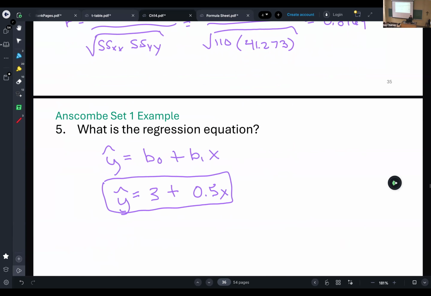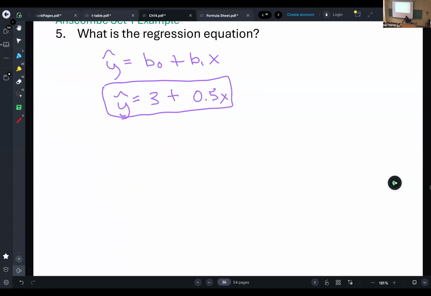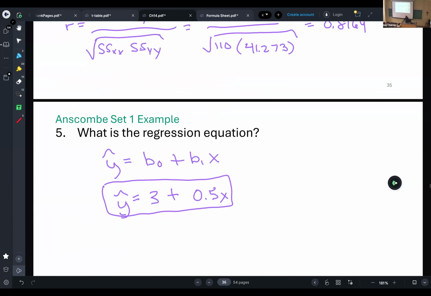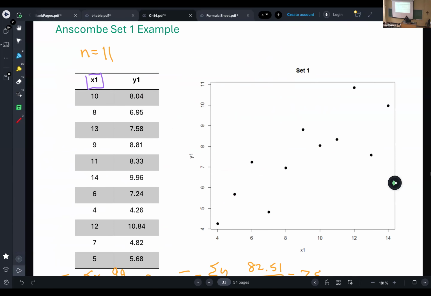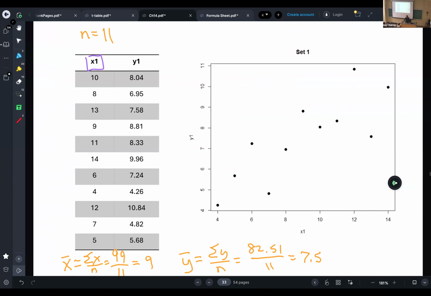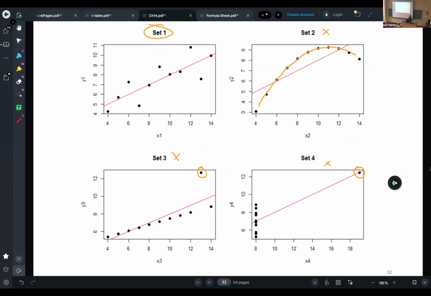As trivial as that may sound, it's good. We are pretty precise when we do formal reports in industry or academia. You still want to show your equations. So that line, believe it or not, the 0.8164, all of these sets right here have a correlation of approximately 0.81. Isn't that amazing? And the same means and the standard deviations.